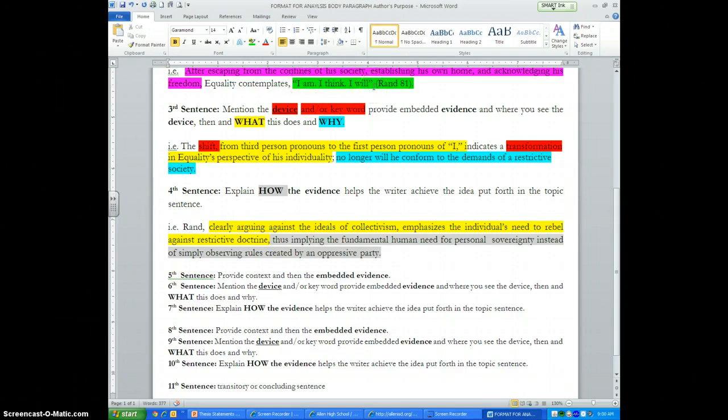It just is going to change the way that you structure your sentence for that device. So let's look at what you're going to do. You need to include the device and the keyword. When I say keyword, I mean, what does that device do?